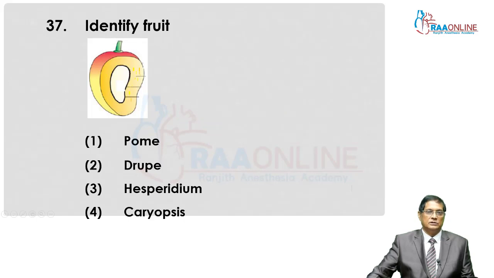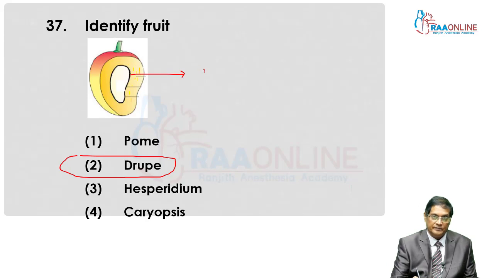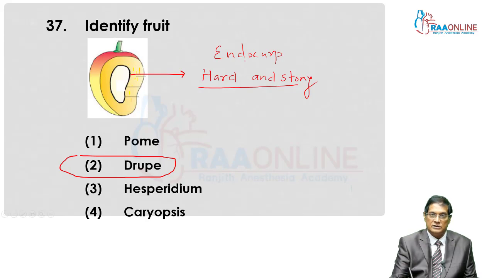This fruit, you know, this is a drupe fruit. Description already given, that is, this is drupe. Why is it drupe? Because of the hard stony endocarp. Endocarp is hard and stony, and this is the feature of drupe fruit.